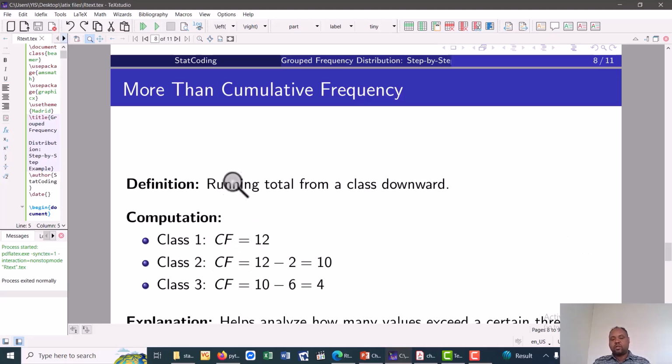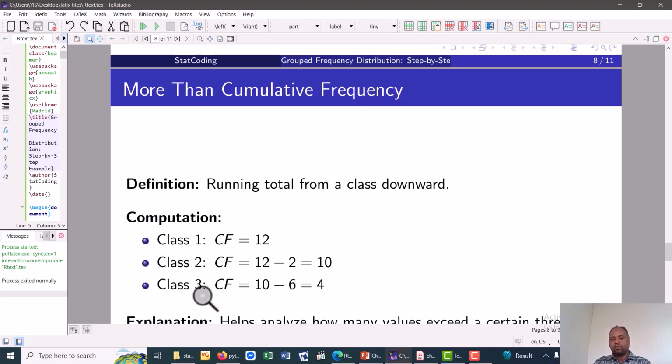Class 1 has a cumulative frequency of 12, which is the more than cumulative frequency 12, meaning how many students do we have whose score is 10 or above. Now we shall have 12 students. When we proceed to the second class, how many students do we have whose score is 20 and above? Then we subtract those 2 students whose score is below 20. 12 minus 2 is 10. So we have 10 students whose score is 20 and above.